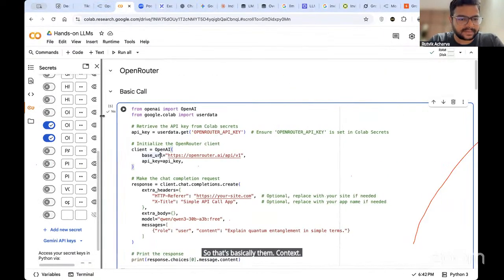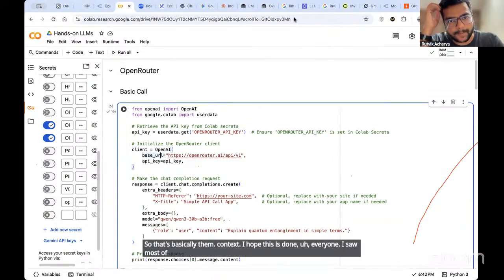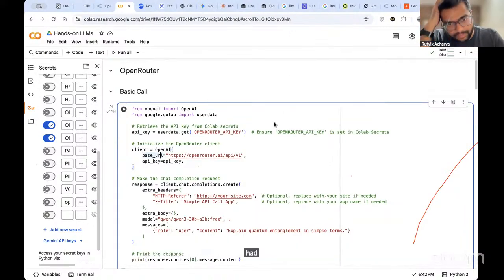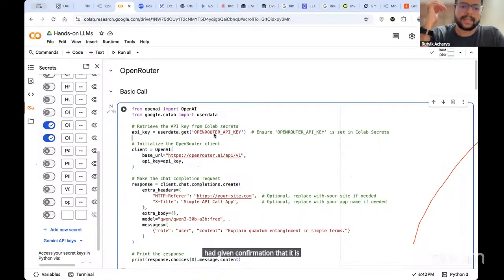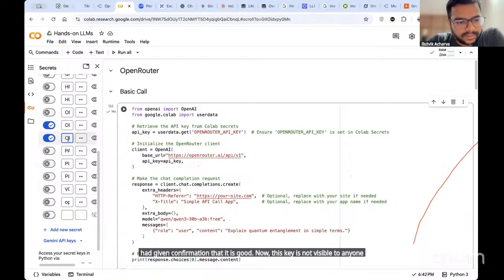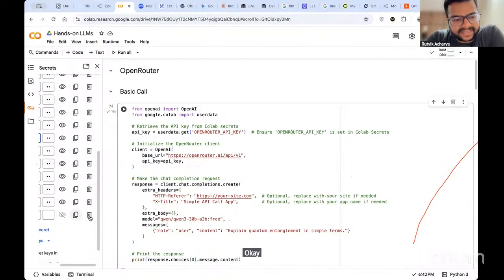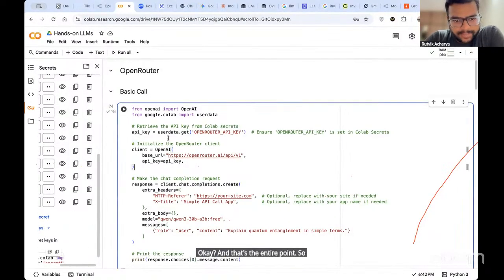I hope this is done, everyone. I saw most of you had given confirmation that it is good. Now, this key is not visible to anyone. It is stored here. Okay. And that's the entire point. So it's in a secure place. In this notebook, you can call this.